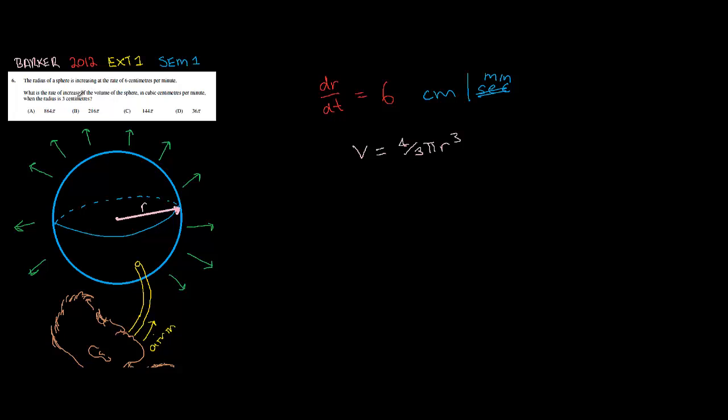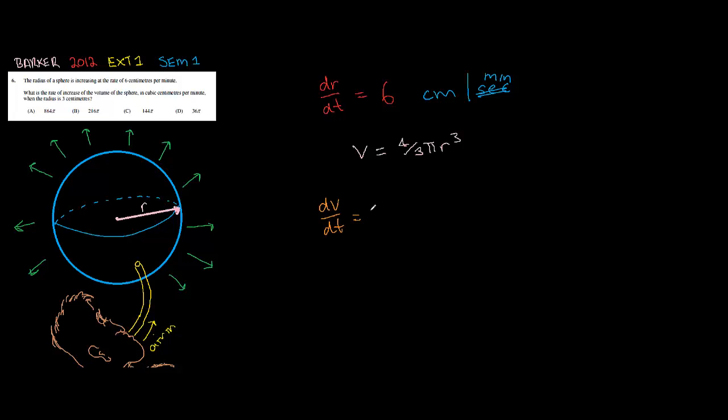What is the rate of increase of the volume of the sphere in cubic centimeters per minute when the radius is 3 centimeters? The rate of increase with respect to time is 6 centimeters per minute. So that's dr/dt, the rate that the radius is increasing with respect to time. But we're after the rate of the volume of the sphere. So we're after dV/dt, because that is the rate that the volume is increasing with respect to time.